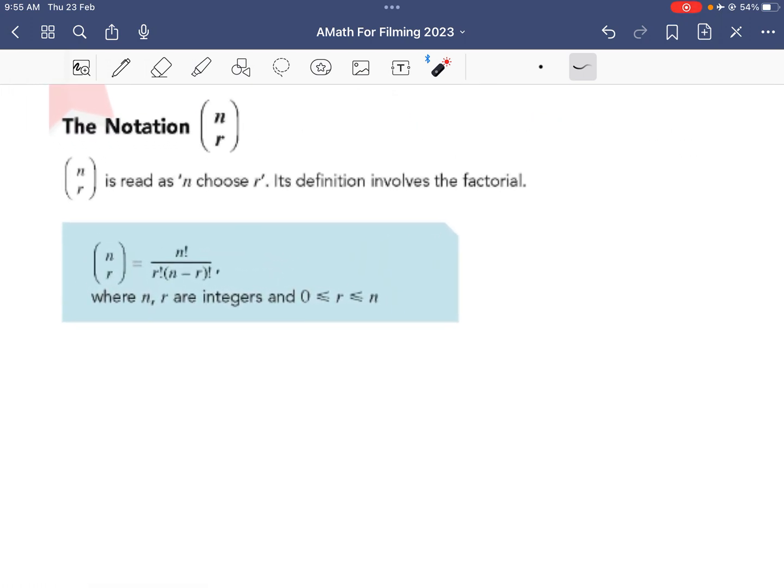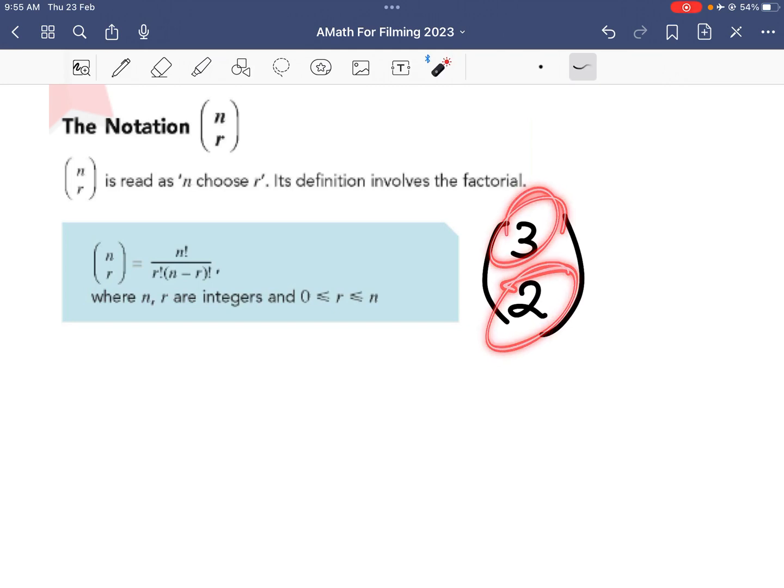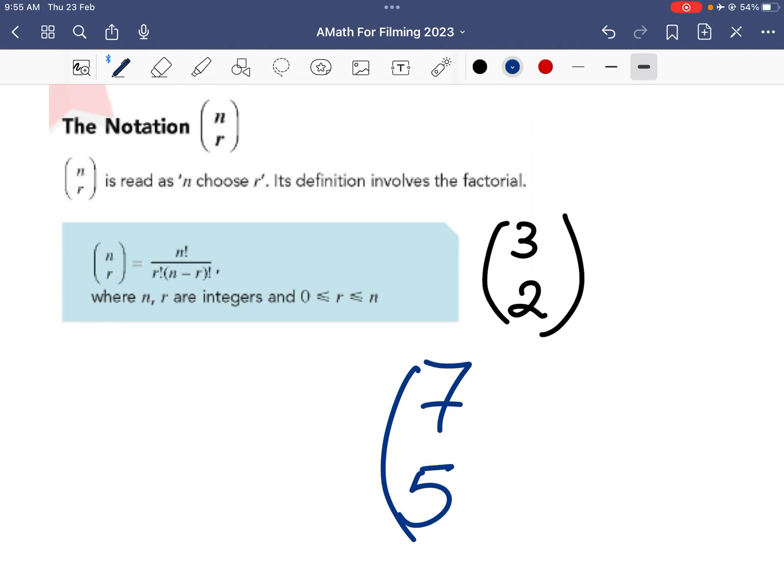Now, there's this notation n over r, don't say it's over. It's actually a function in your calculator. This is known as n choose r. So for example, if I have this 3 and 2, this is known as 3 choose 2. Or for example, I have 7 and 5 in this manner, I write it this way. This is known as 7 choose 5.